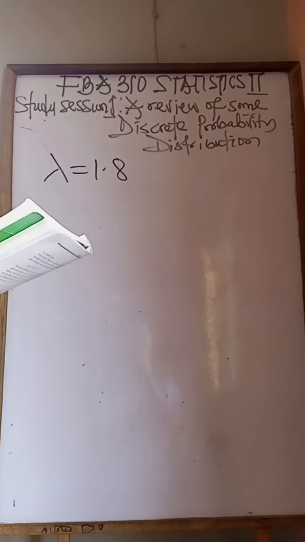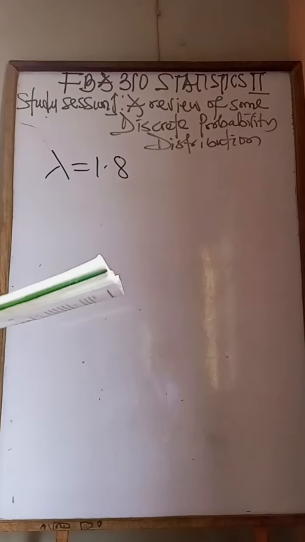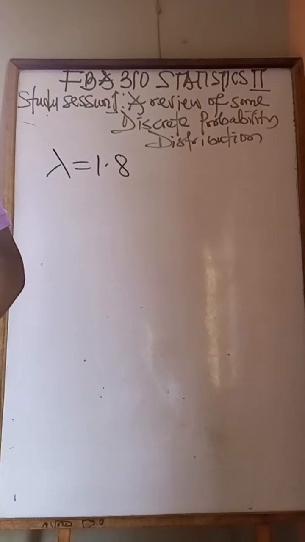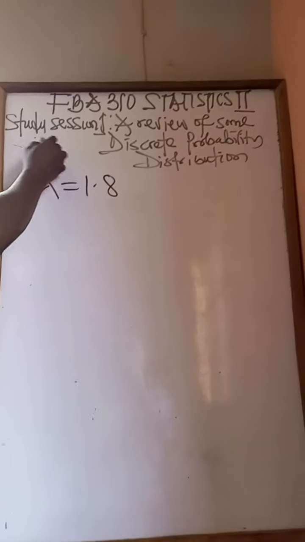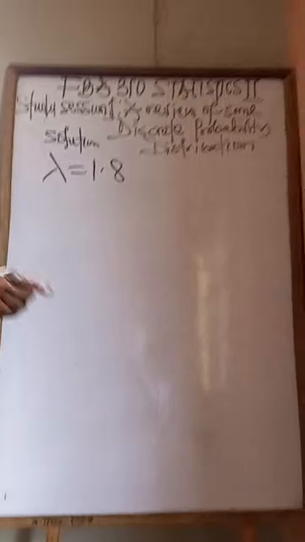We have to find what? The mean of random variable x, one, the variance, two, and the coefficient of variation. So the solution goes towards this solution. Of course, our lambda equals 1.8. This is very, very simple.